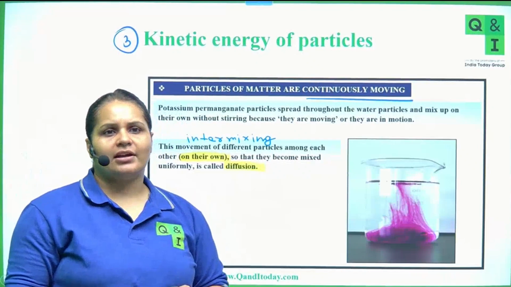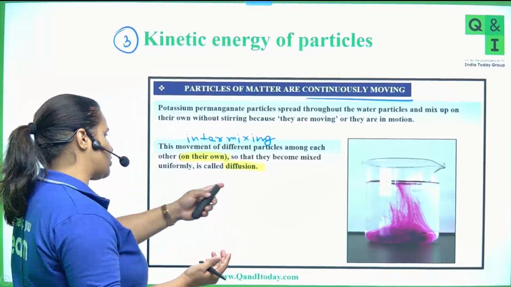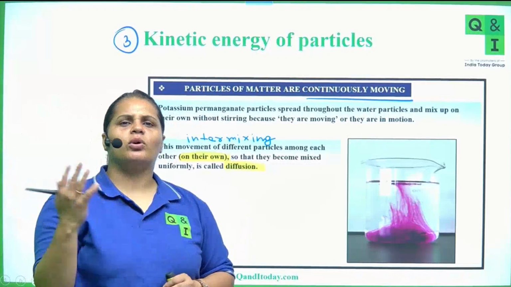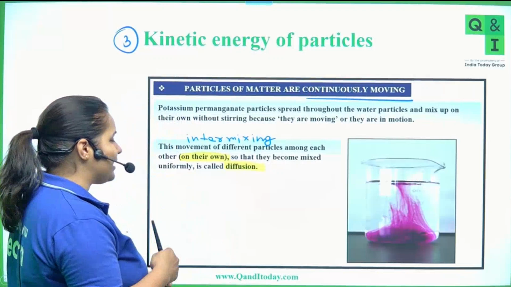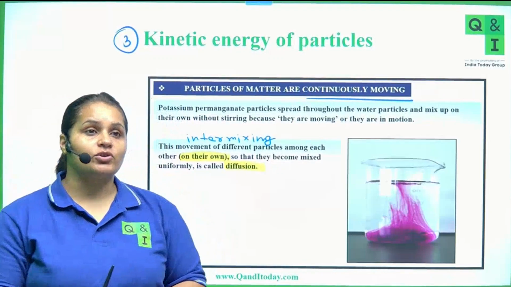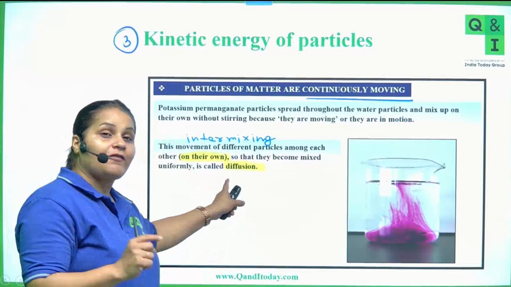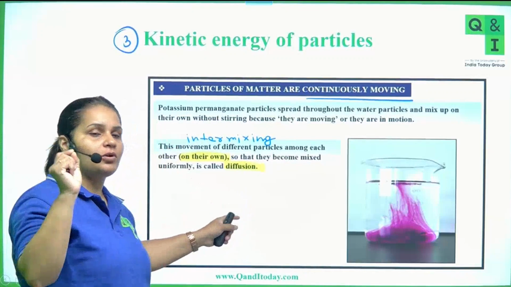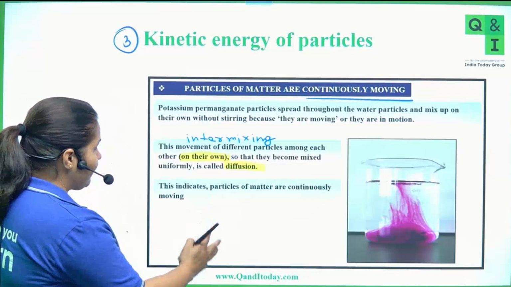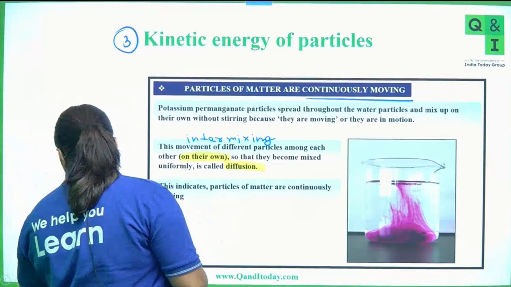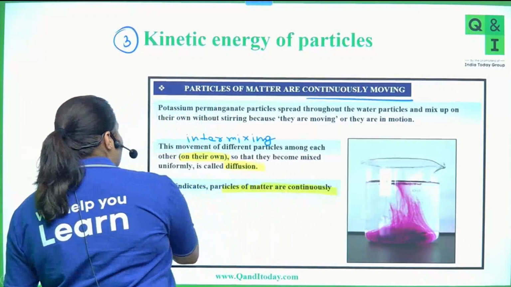Yes, you can take it, Girwin, no issue. You can take ink also in place of potassium permanganate, so the whole of the water color will change, right? So this intermixing of particles is called diffusion. Very important definition of diffusion. And in the definition itself, don't forget to write on their own. Okay, so this activity actually shows that the particles are continuously moving.